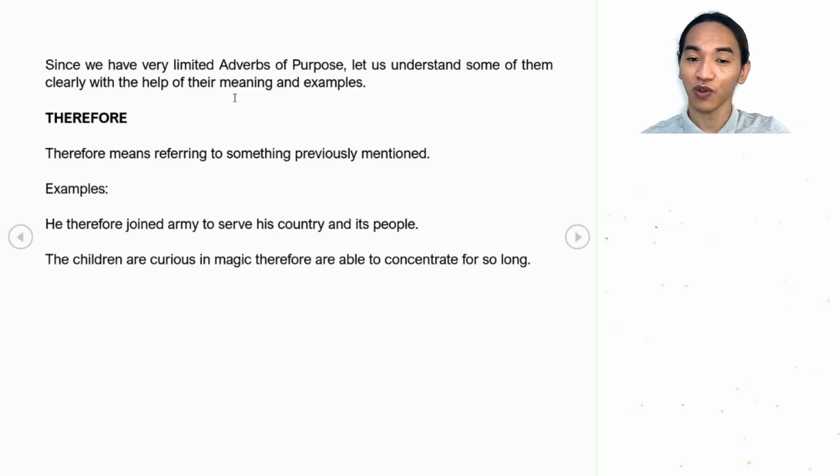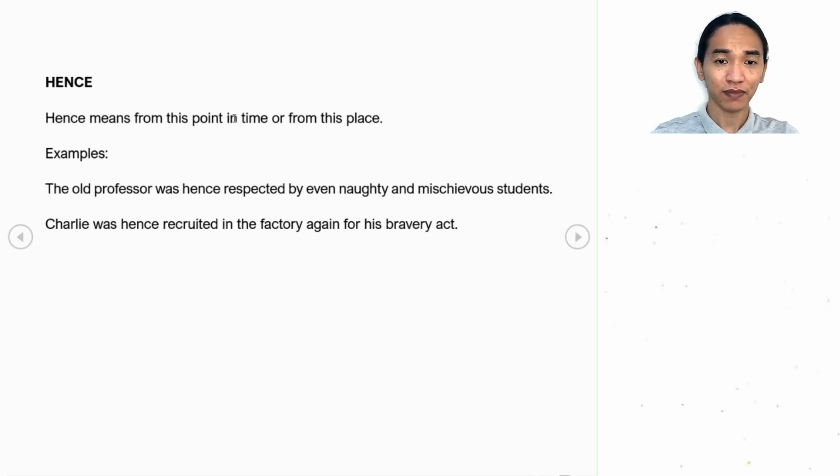He therefore joined the army to serve his country and its people. The children are curious in magic, therefore are able to concentrate for so long. Okay, so you can see here, this is not a conjunction, but this is an adverb. So it was referring to something previously mentioned. Okay, next. So we have hence. Hence means from this point in time or from this place. Okay, let's see the examples.